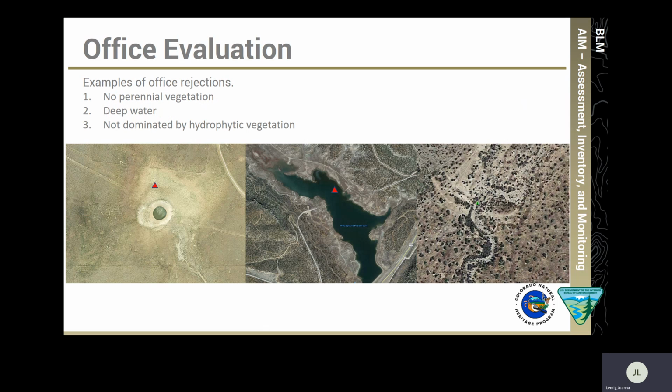Below are examples of office rejections, including a small pond with no perennial vegetation along the margins, a sample location that fell in a deep water lake, and a gully with no hydrophytic vegetation.